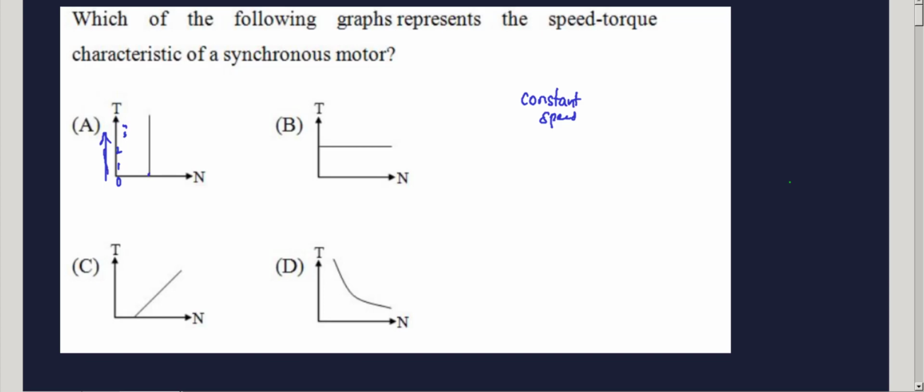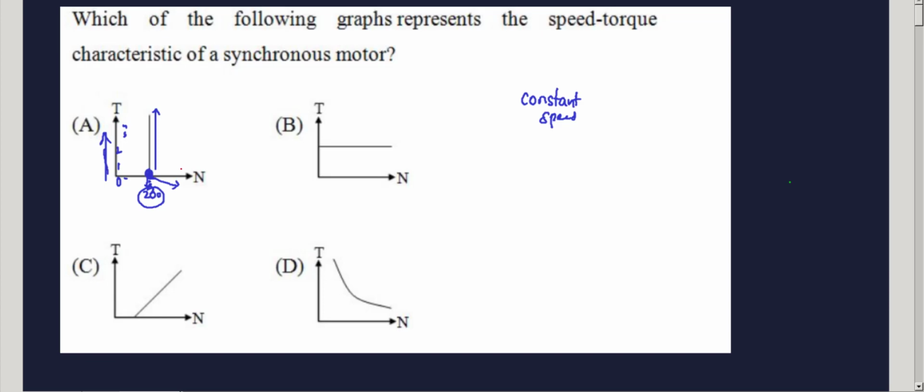The speed at one point, suppose this is 200 rpm. I am increasing the torque. The torque is increasing, but the speed is not going above or below 200. That means speed is constant.